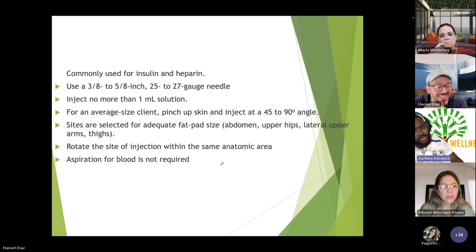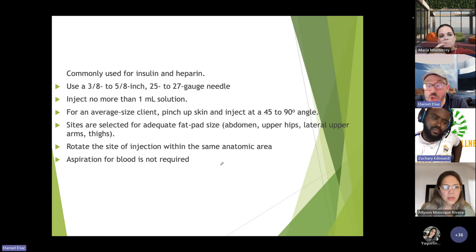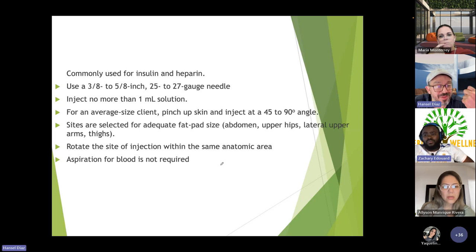We can only use the 27 gauge needle, a 27 and a 3/8 to 5/8 inch, for insulin and heparin. So it's going to stay subcutaneous. It's never going to go deeper. That's the way to do it with Lovenox. Have you seen a Lovenox injection? Yes. Lovenox injections come prepared already.